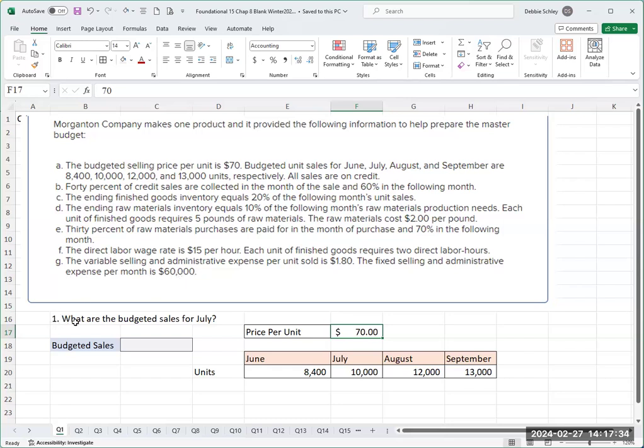Okay, so the first question is, what are the budgeted sales for July? So they want to know sales, but they want to know it in dollars, right? Because we've got it in units. So to get sales dollars, we would take the 10,000 units times the price per unit, which was in A, of $70.